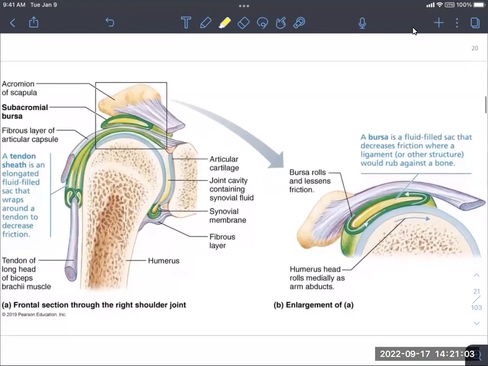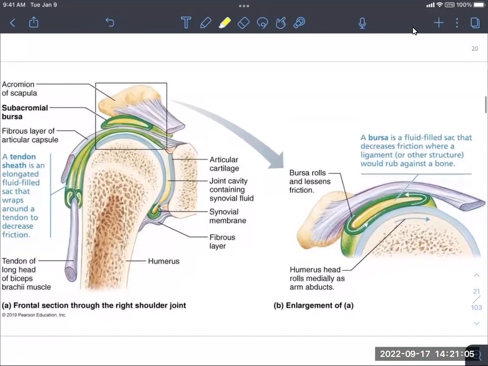Here's your shoulder joint. We have two different bursa here. We have a subacromial bursa. If you remember that acromion, the acromial process of that scapula here that articulates with the clavicle, well, just below that, there's this bursa here in green.